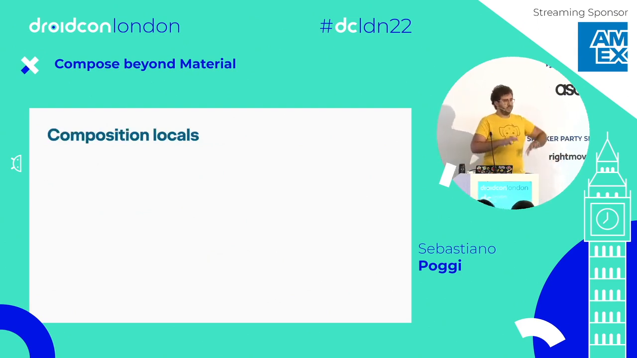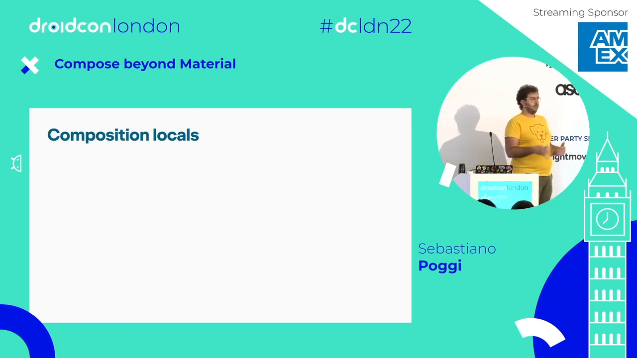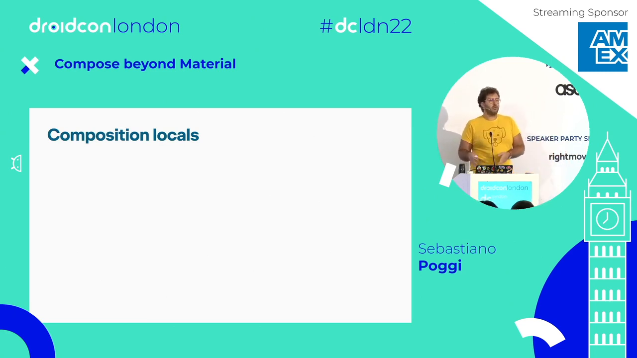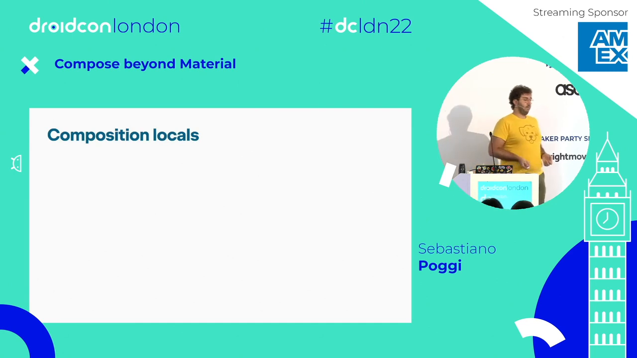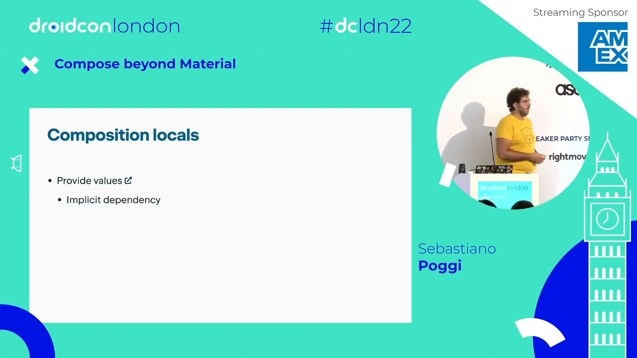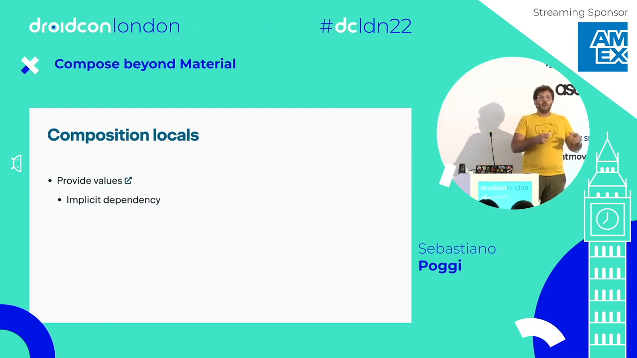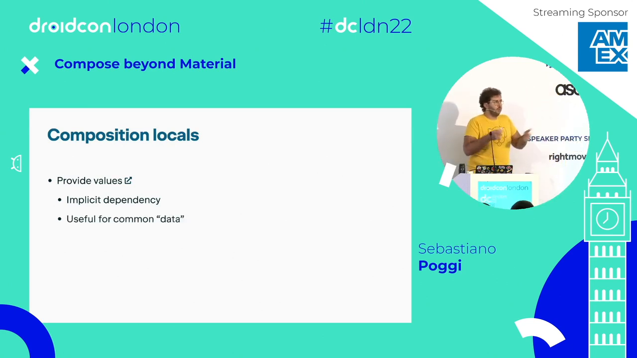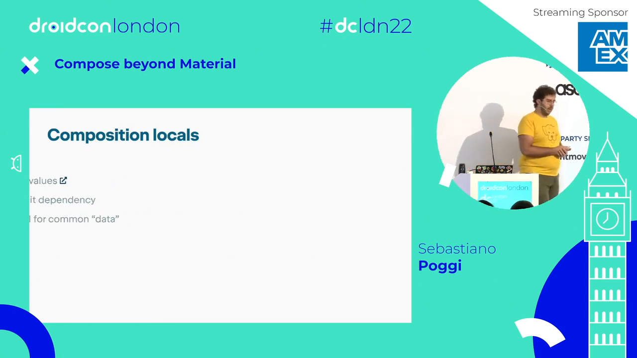Talking about patterns, there's a couple of patterns that I want to show you that are used in Compose and in Material that will most likely apply to your custom theme as well. First of them is composition locals. Composition locals are a way to provide values to a composition. They essentially provide an implicit dependency from your composition to some value. They're useful for data in the sense of like colors, text size, that kind of stuff.